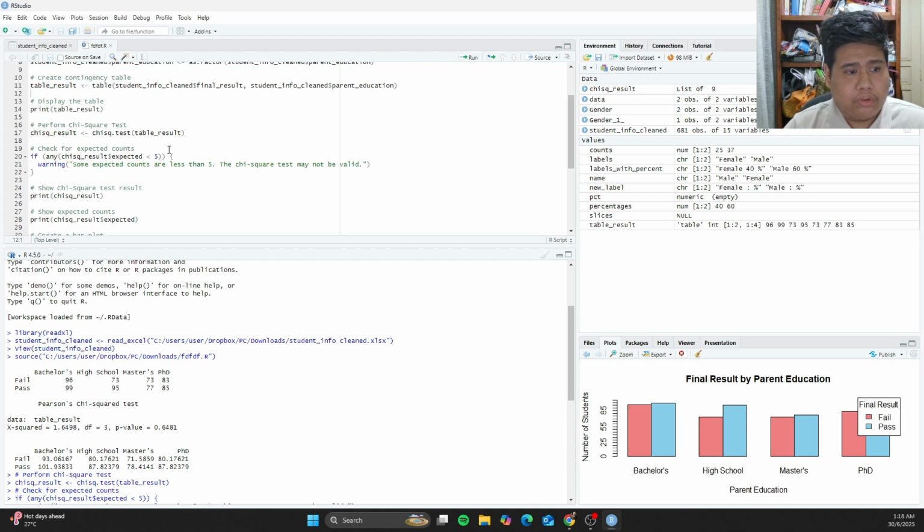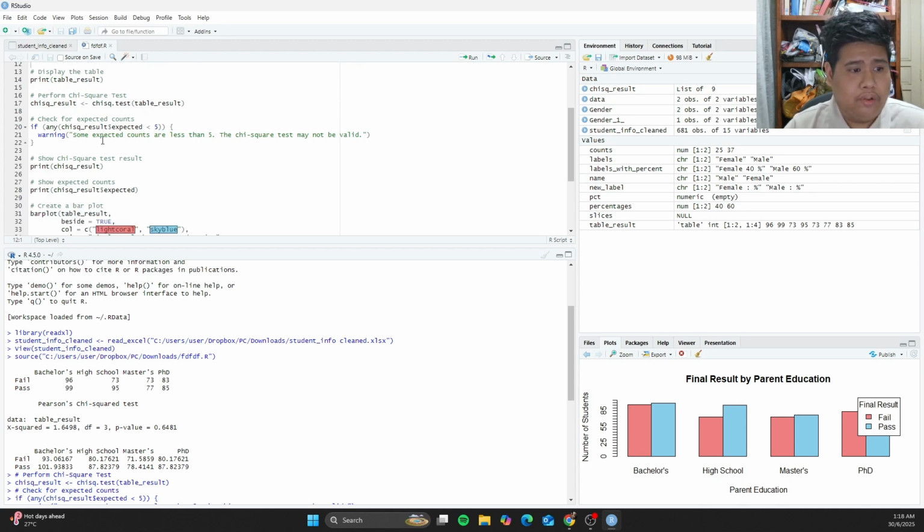After that, we have to do the chi-square test by using the chisq.test function here, with the table result as the parameter, and store the chi-square result. And this is to check whether the chi-square test is valid or not. So if the expected count is less than 5, the chi-square may not be valid, but if it's more than 5, then the chi-square test is valid. And after that, we have to show the expected result.